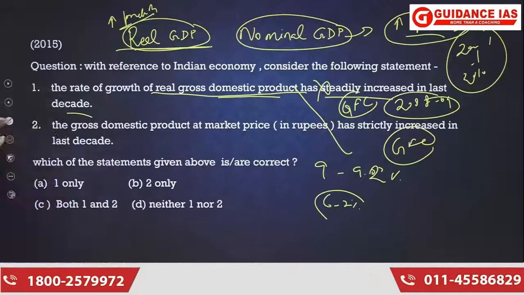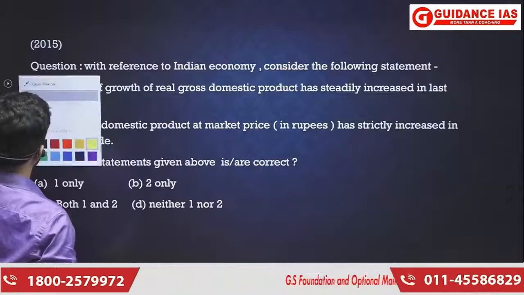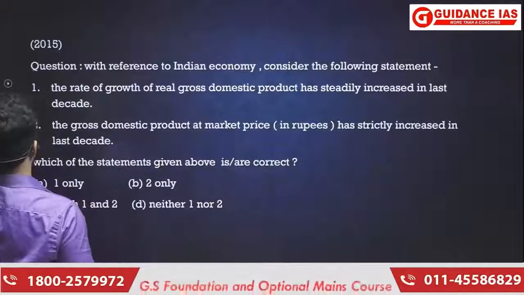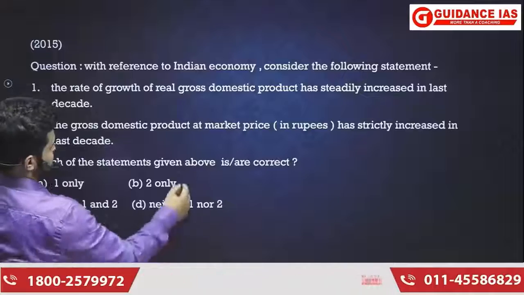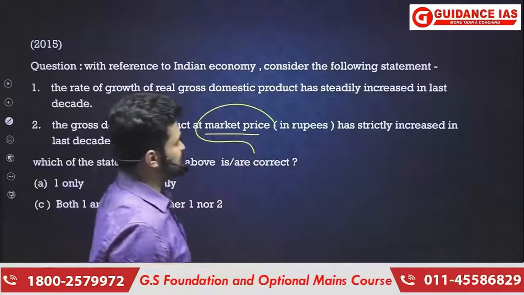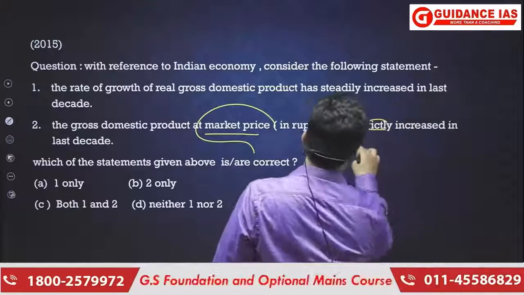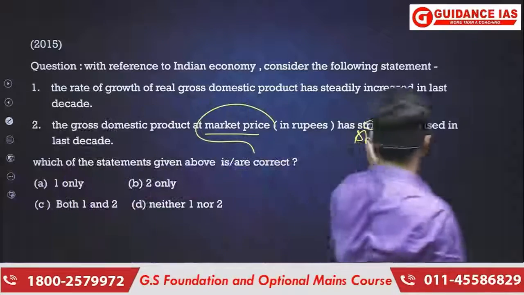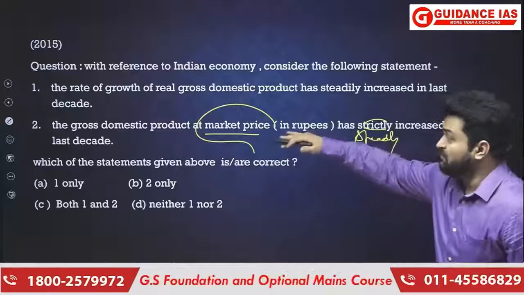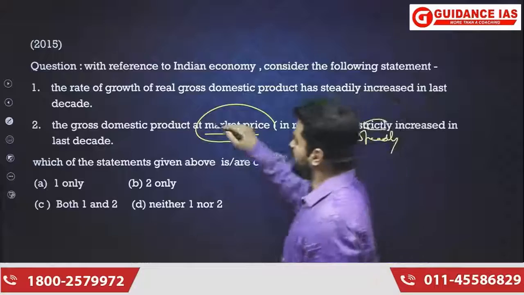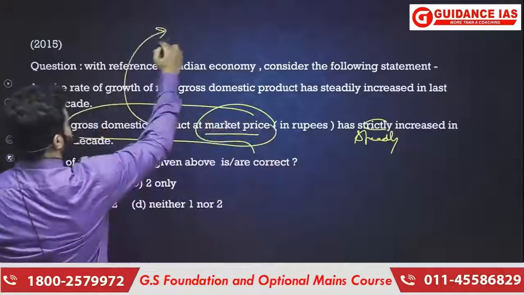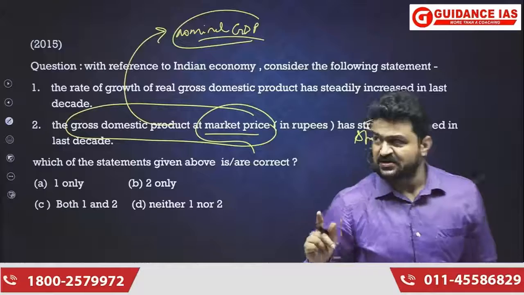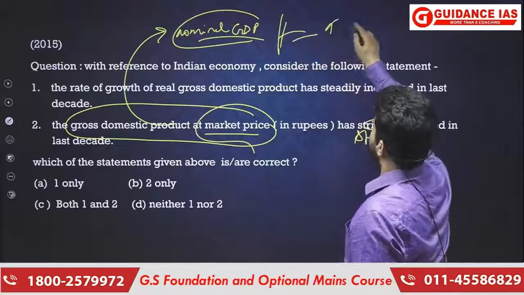Now let us see the second option. The gross domestic product at market price in rupees has steadily, or continuously, increased in last decade. There is a typo: it is not strictly, it is steadily. Now, what is gross domestic product at market price? You know that this is the nominal GDP. Now you have seen that nominal GDP can increase because of an increase in prices.